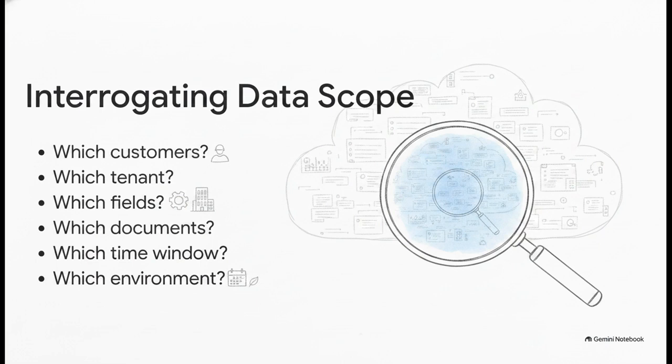We also have to interrogate the data scope. Even if your agent only has read permission, you've got to ask these rapid-fire questions during your code reviews. Which specific customers can it read? Is it properly restricted to just one tenant in your multi-tenant system? Which exact fields can it access? Like, does it really need to see personally identifiable information? Which documents? What time window are we looking at? And are we strictly keeping our dev, staging, and production environments isolated? Restricting the data scope can drastically reduce your blast radius, completely independently of how tightly scoped your tools actually are.